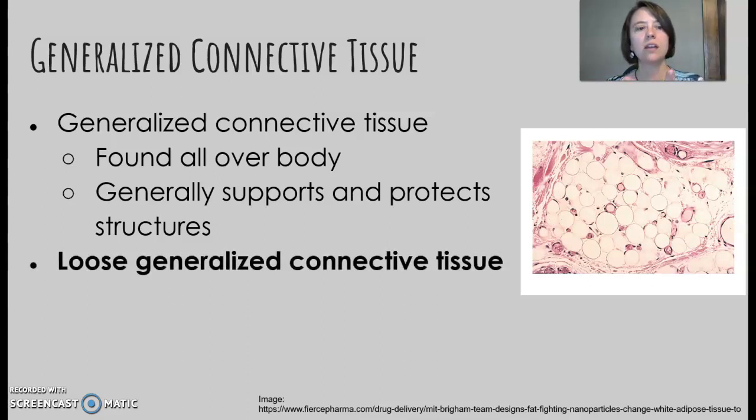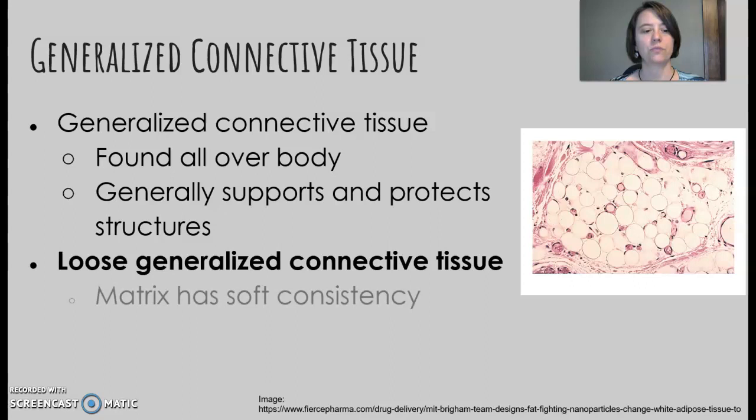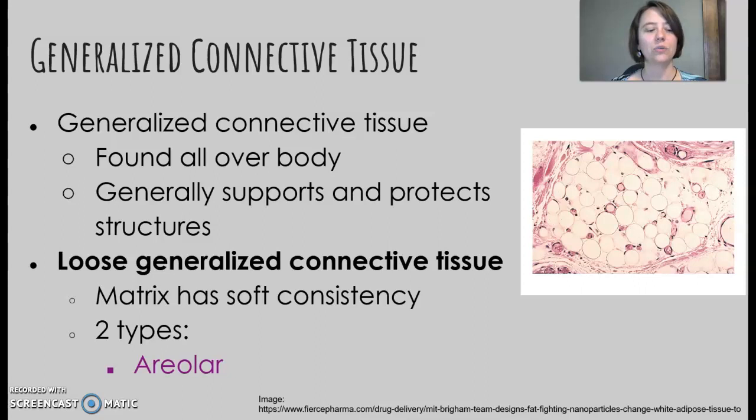Okay, so there are two main types of generalized connective tissue, loose and dense. Let's start with loose generalized connective tissue. And it is loose because it has a soft consistency. And then within that, there are two types. You don't need to write this down, but we will get into it. Areolar and adipose. And you can see this picture over here. This is adipose tissue, which is fat tissue. And we have these cells, and then there's lots of fats or lipids, and that is considered the matrix. And we will get more into that in our next video.